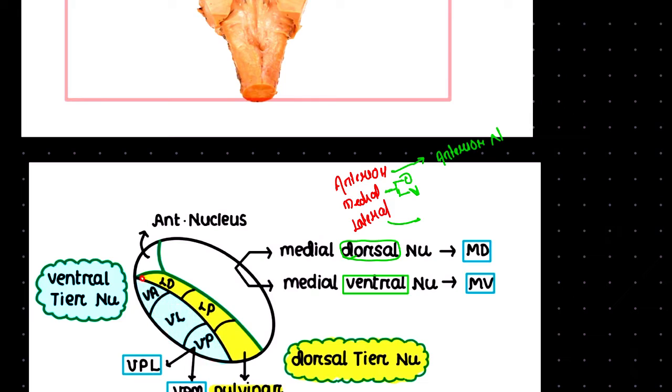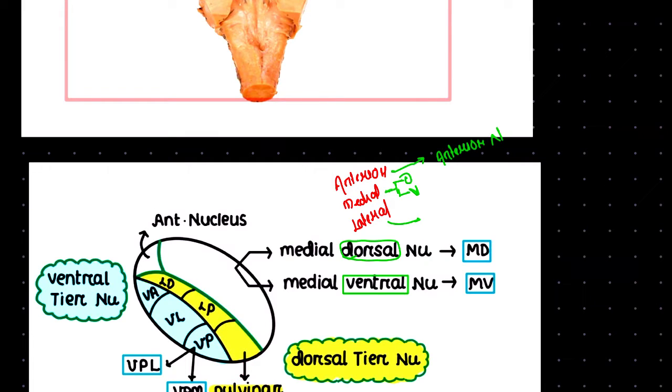So this dorsal part also consists of different types of nucleus. The first one that I am writing right here is lateral dorsal. And this one is lateral posterior. It is present backwards, so it is lateral posterior. And this, the large one, is our pulvinar.